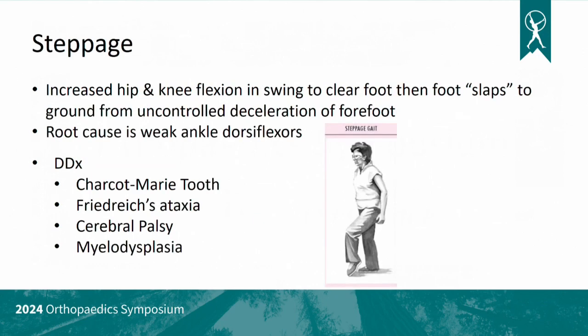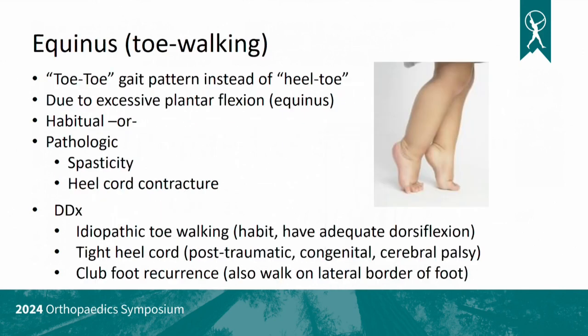A steppage gait, this is more often neurologic. We see sometimes kids that have Charcot-Marie-Tooth, or again cerebral palsy or other muscle weaknesses, and they're trying to clear their foot before it slaps down to the ground because they can't decelerate and they can't slow their foot down from stopping. And so that's another one that we see probably less often, but it can be in the mix.